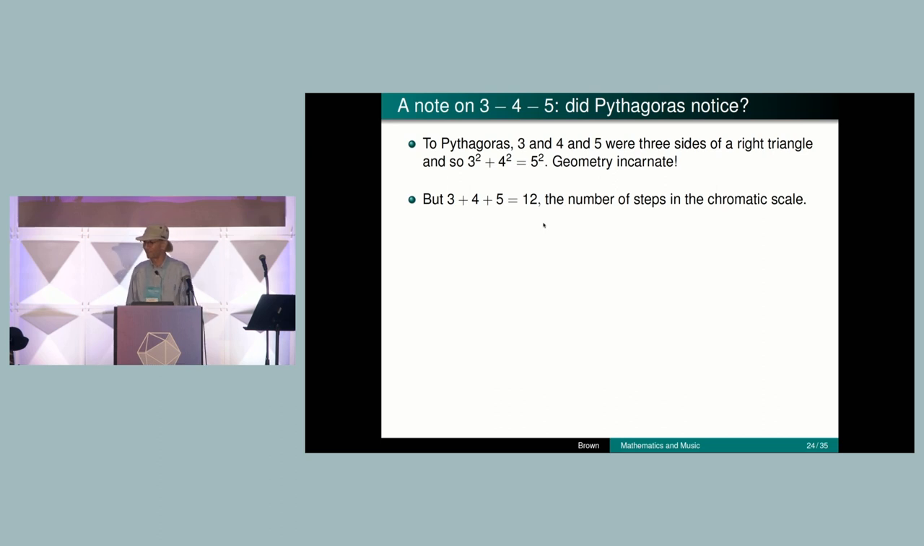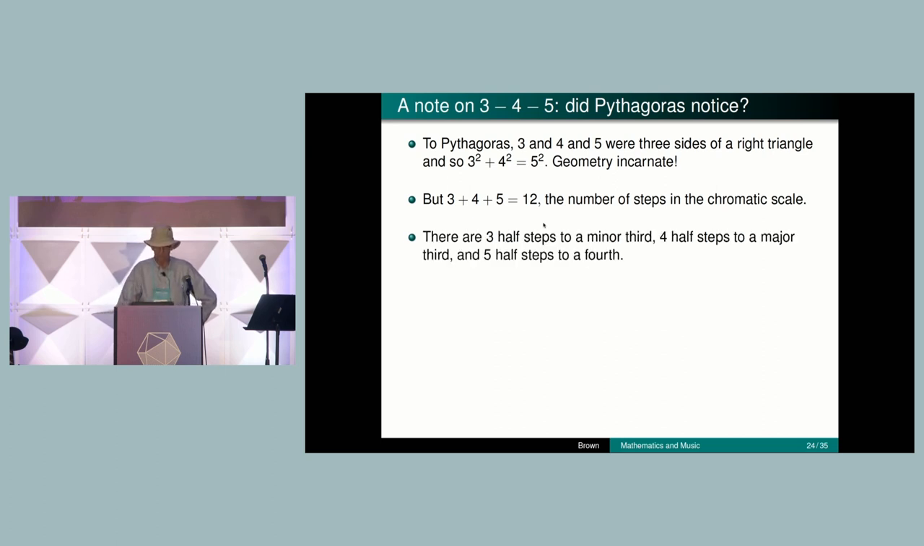3 plus 4 plus 5 equals 12. Very good, Jason. You've done your studying. The number of steps in the chromatic scale. So, there are 3 half steps to a minor third, 4 half steps to a major third, and 5 half steps to a fourth. The third, the fourth, you know.